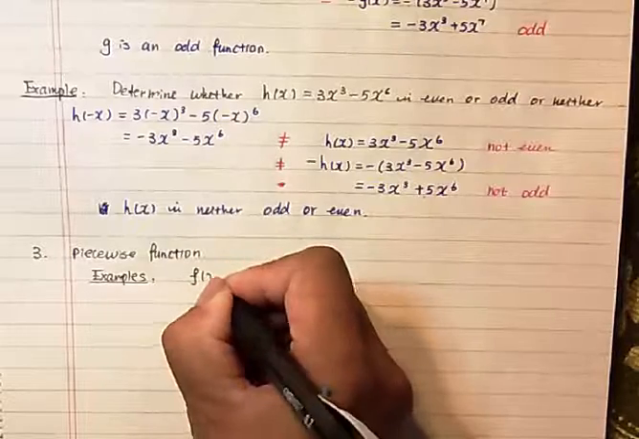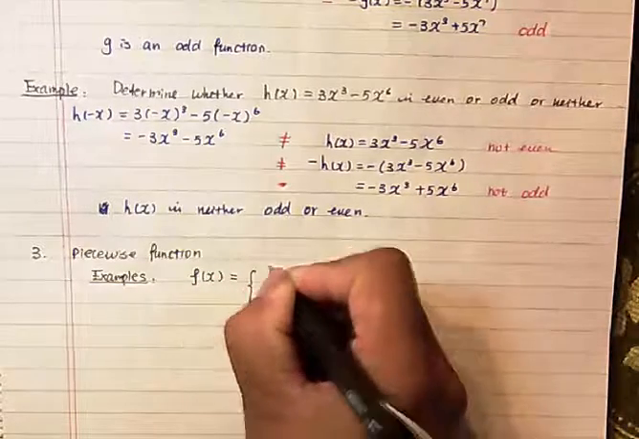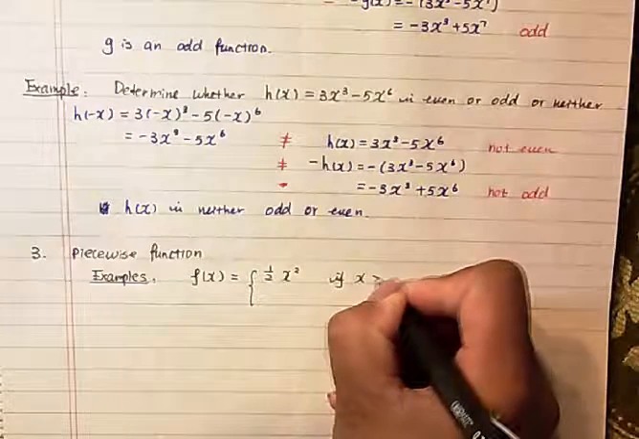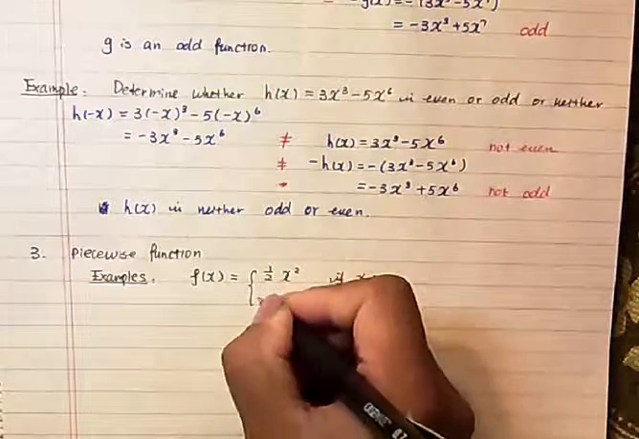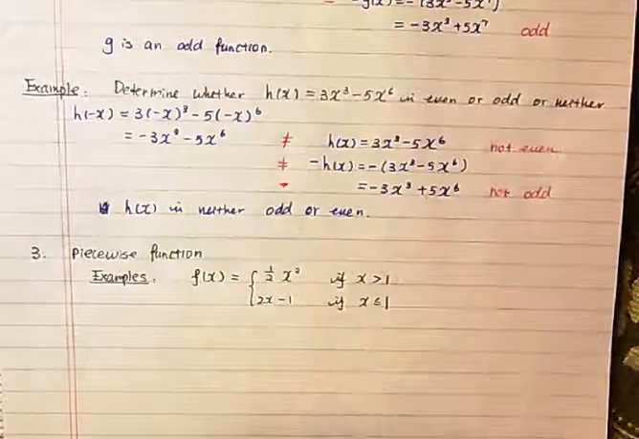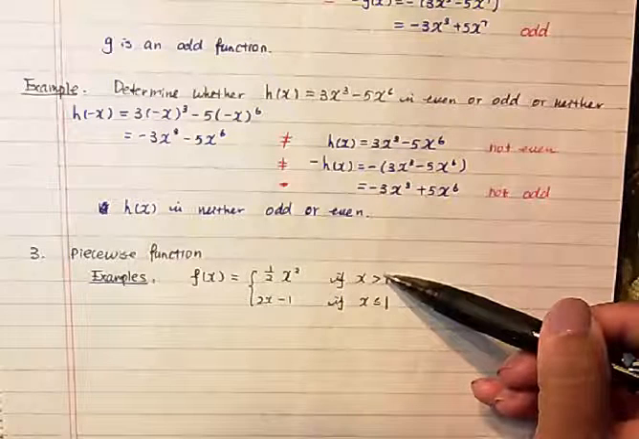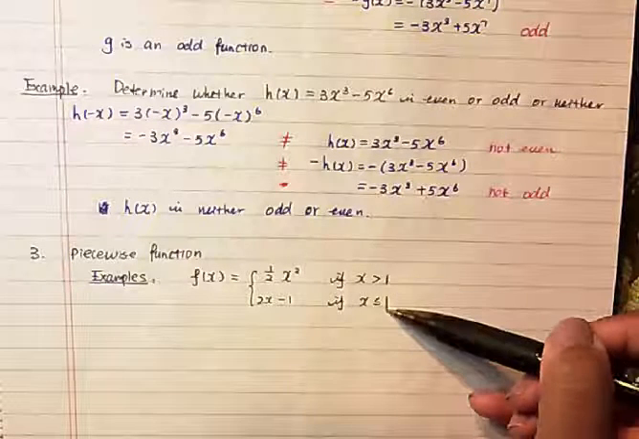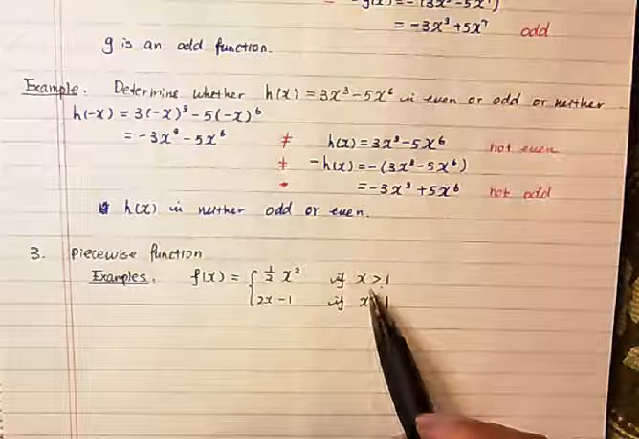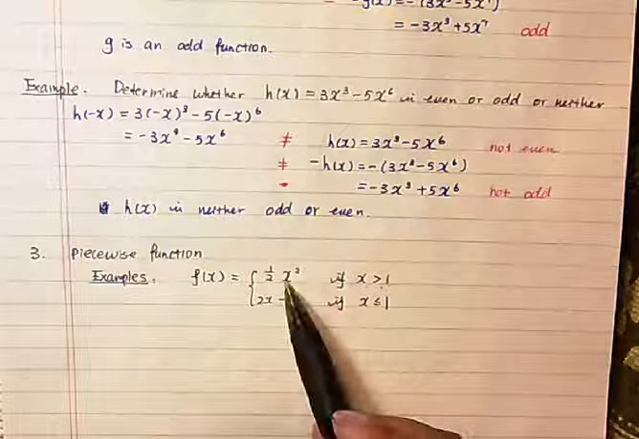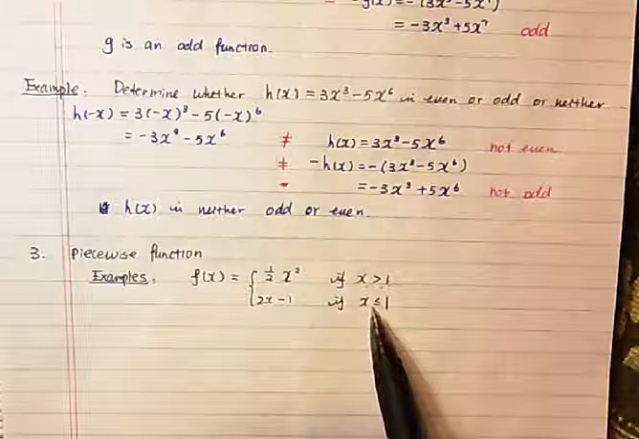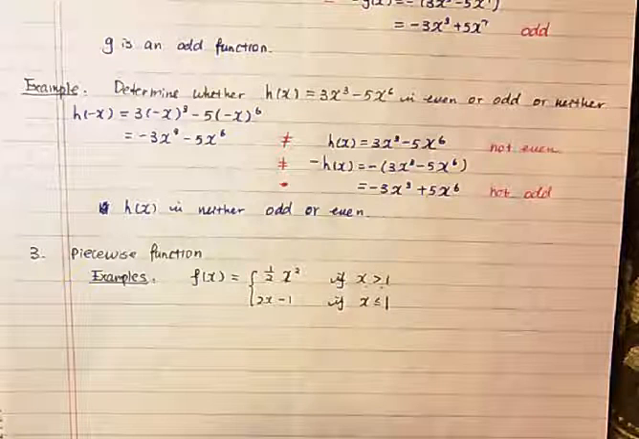f of x is equal to half of x squared if x is greater than 1, and 2x minus 1 if x is less than or equal to 1. You can see this function is divided into two pieces, one piece right here, one piece right here. How can I know which piece I'm going to use? It depends on this condition. If your input is greater than 1, then I'm going to use the first piece to evaluate. If my input is less than or equal to 1, then I'm going to use the second piece to evaluate.